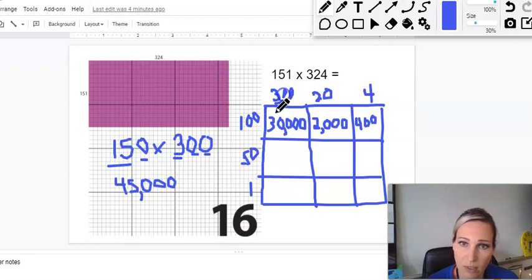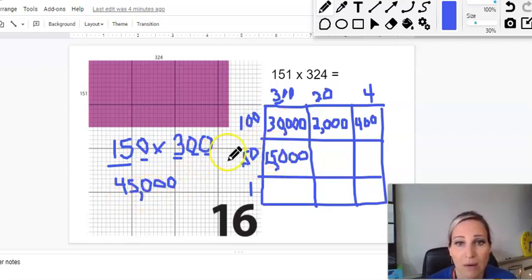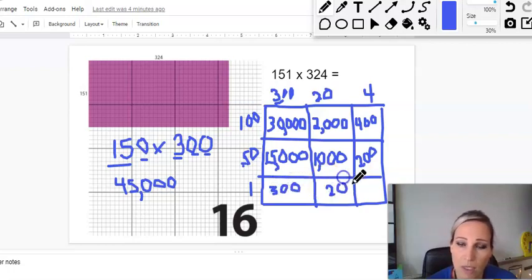50 times 300, so again, I'm going to do the 3 times 5, that's 15. And count my zeros, 1, 2, 3. That's 15,000. Oh, right now there I have 45,000, but I said it was going to be more than that, because our estimate was just a little bit off. 50 times 20, so 5 times 2 is 10. And then 2 more zeros, so that's 1,000. 50 times 4, well, that's 200. I always think of money. 1 times 300, this part's easy, right? 1 times anything. 1 times 20, and then 1 times 4.